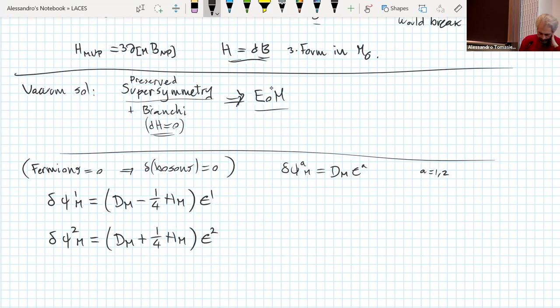So these are the supersymmetric transformations with the fermions already set to zero. If I want to impose some supersymmetry, then I want that there exist epsilon 1 and epsilon 2 such that this is zero. What is H_M? It's this guy. Notice that the H appears here in a very similar way to how omega, the spin connection, appears in D_M. But there's the sign difference here.